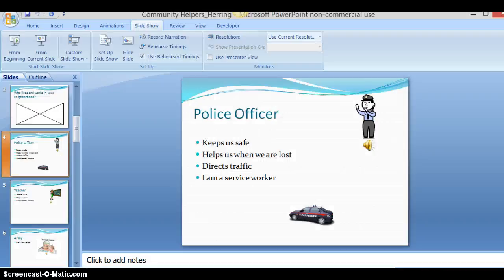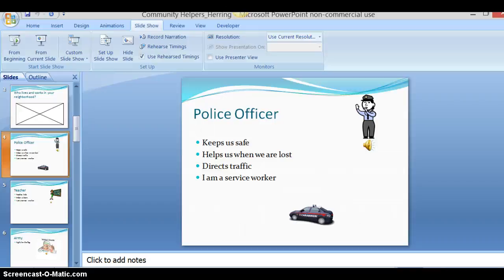Some of the challenges that I faced while implementing this lesson on community helpers was a time constraint in the classroom. While the students were engaged and loved this project, it did take a lot away from our time during the day.